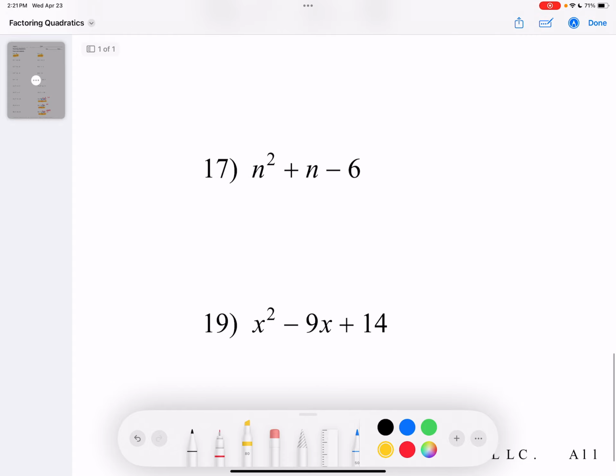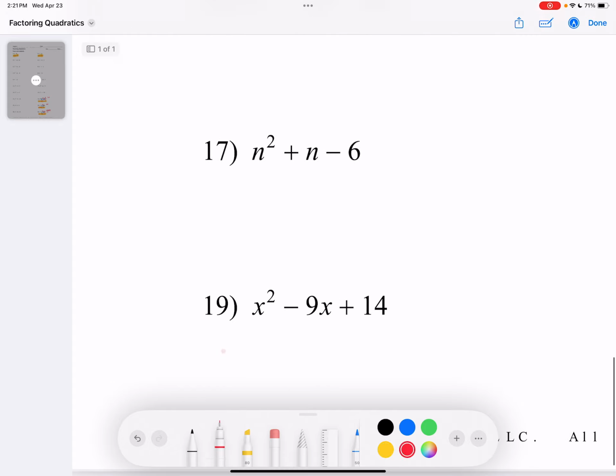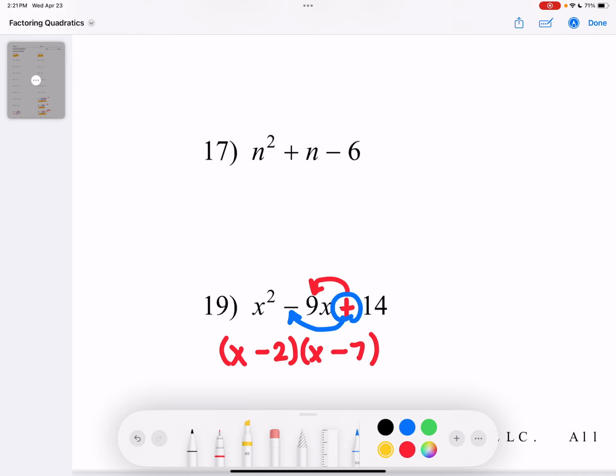Let's look at number 19. So we're going to set up our parentheses. So we have x and x. 14 is 2 times 7, and I want to add to get 9, and 2 plus 7 is 9. So we're going to do 2 and 7. Because this is a plus, that means both our signs are the same, and they're both minus. And that's it.